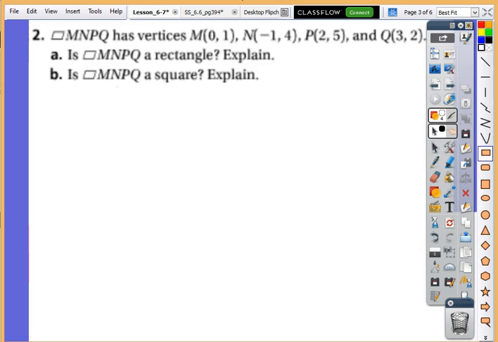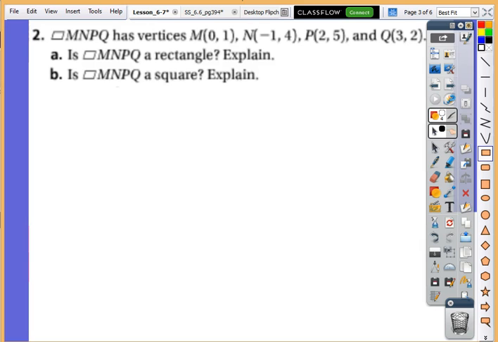Something about their diagonals. So to do the least amount of work, I'm going to find the lengths of all of the sides, and then find the lengths of the two diagonals. The lengths of all of the sides will let me define if it's a parallelogram, and it might even wind up being a rhombus out of that.